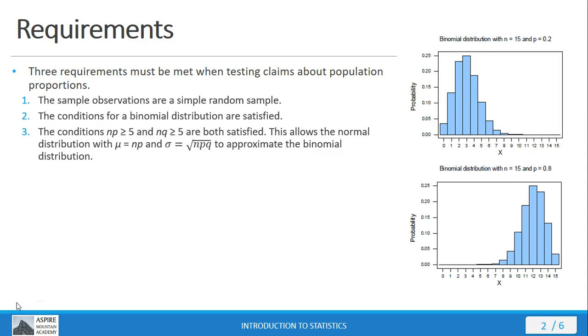The reason for this requirement is so that we can have the normal distribution as an approximation for the binomial distribution, because that was the second requirement. If the conditions for the binomial distribution are satisfied, then we should be able to use the binomial distribution. But we've got some extra tools in our toolbox for normal distributions that we don't have for other distributions. So we really want to use the normal distribution, and we can approximate that if we have at least 5 failures and 5 successes.